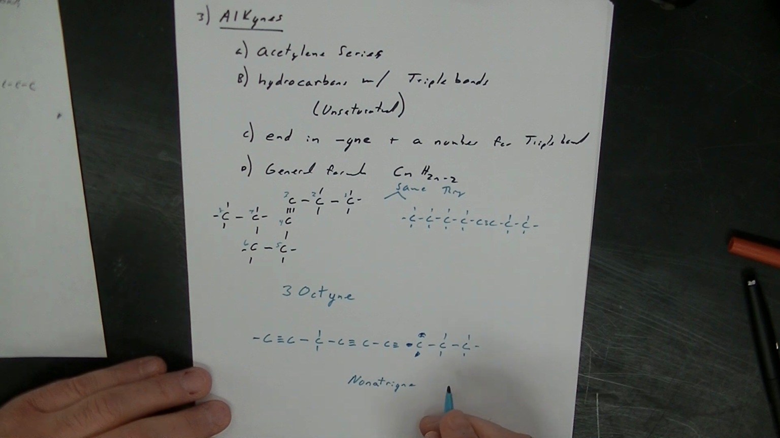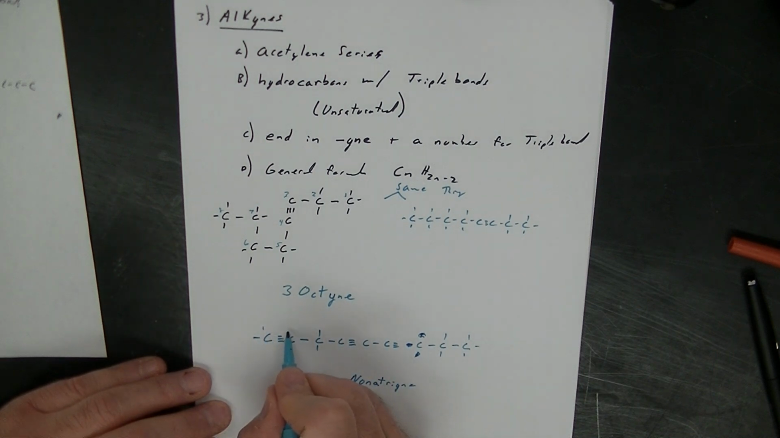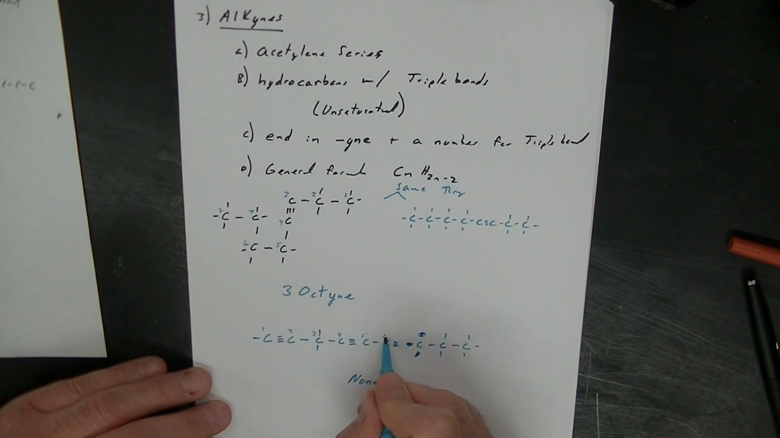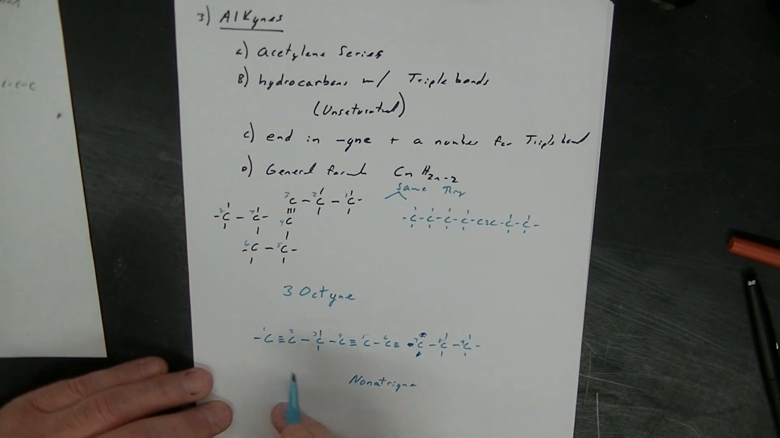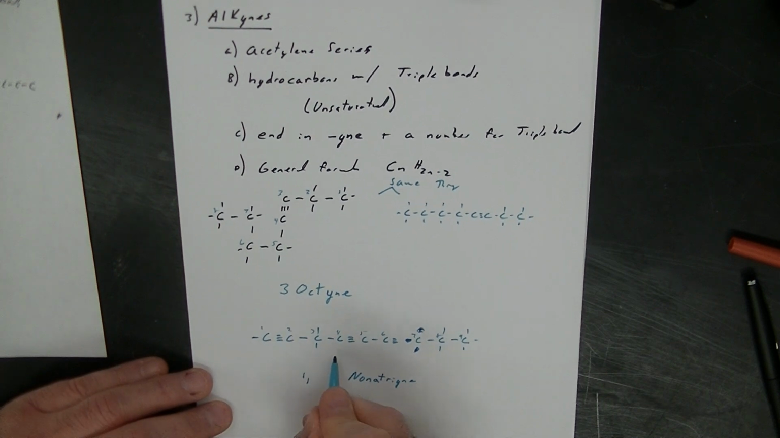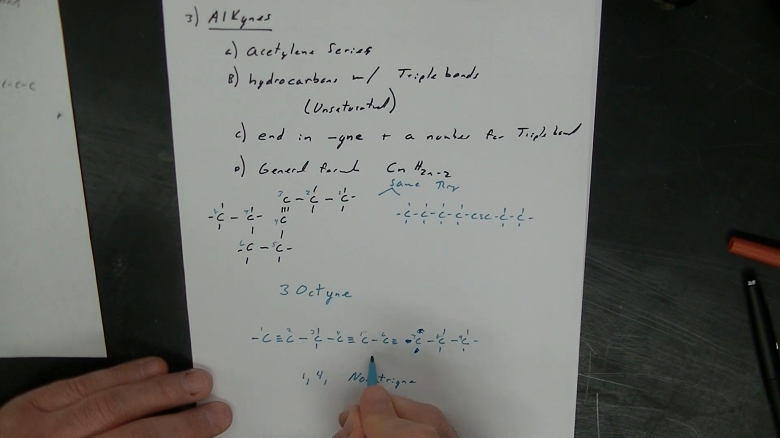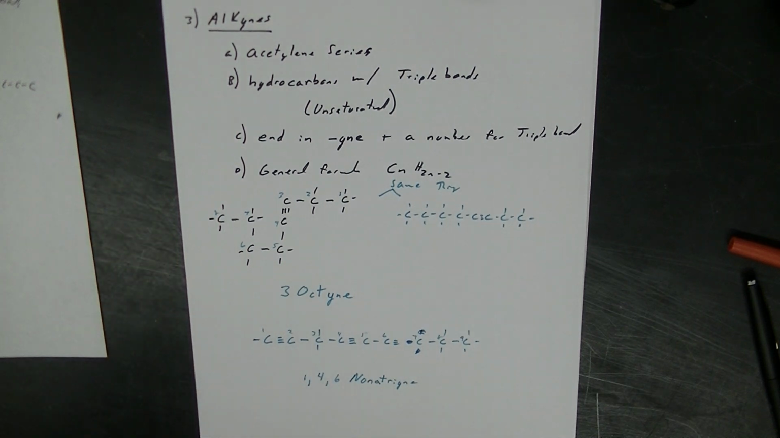I need 3 numbers. So again, which way would I number it? 1, 2, 3, 4, 5, 6, 7, 8, 9. So it would be coming off the 1, the 4, and the 6. So this would be 1, 4, 6-nonatriyne.